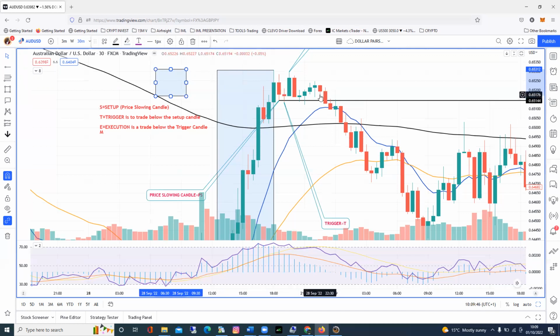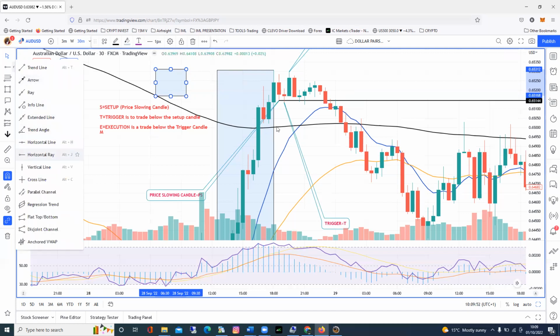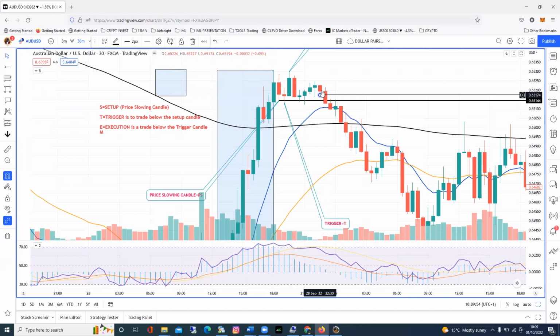The next thing that you are waiting for is a trigger. The trigger is trading below this particular price lowering candle. And this is a price lowering because we do not trade above the high, we do not trade above the low. So our trigger now becomes 65.717. And then the execution will be trading below this particular candle, which is happening on this particular candle.